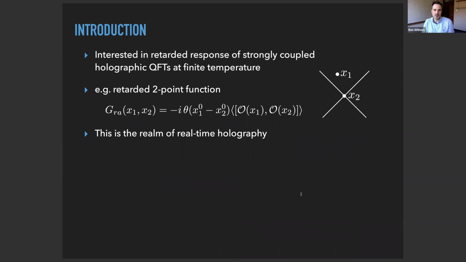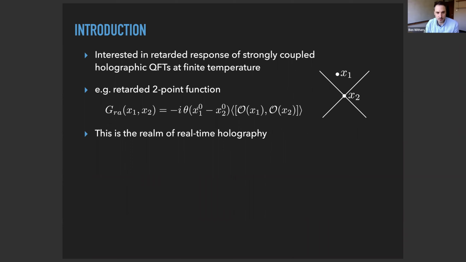Okay, so we're interested in these retarded correlation functions, the retarded response of strongly coupled quantum field theories. And we're going to be thinking about finite temperature. So the most obvious observable in this class of observables is the retarded 2-point function.